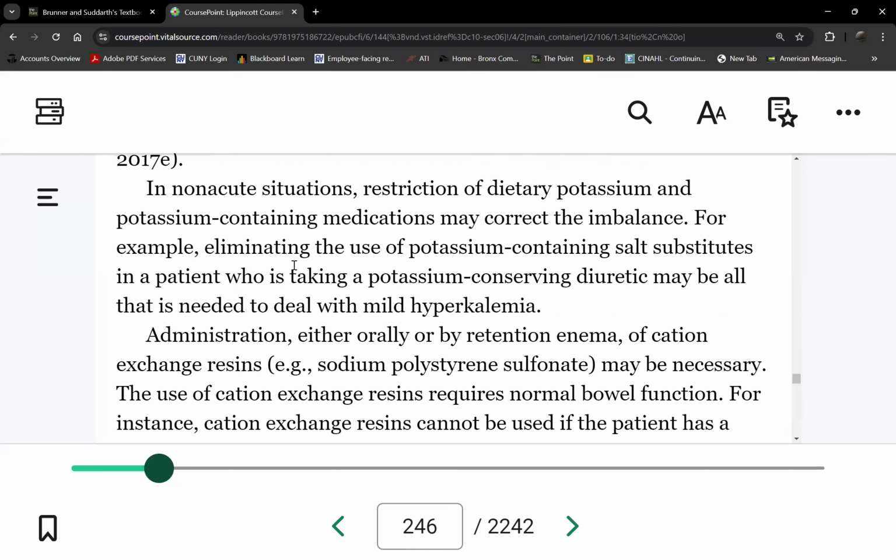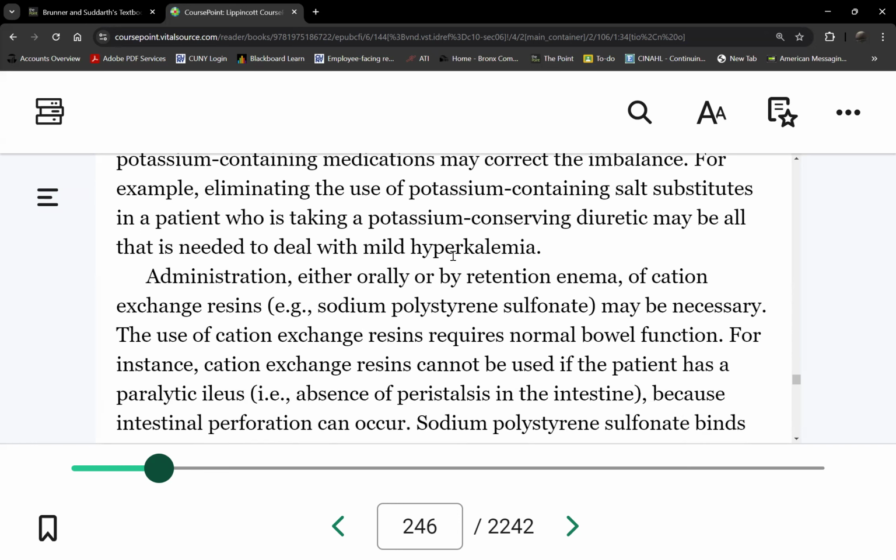Let's begin. In non-acute situations, meaning, what's the level here? Mild, moderate, or severe? Mild. Mild hyperkalemia, meaning 5.1 to 5.4, 5.5. Okay, that's mild, so that's non-acute. So we can restrict dietary potassium, including salt substitutes, especially salt substitutes. Then we can give a diuretic, a potassium-wasting diuretic instead of a potassium-conserving diuretic.